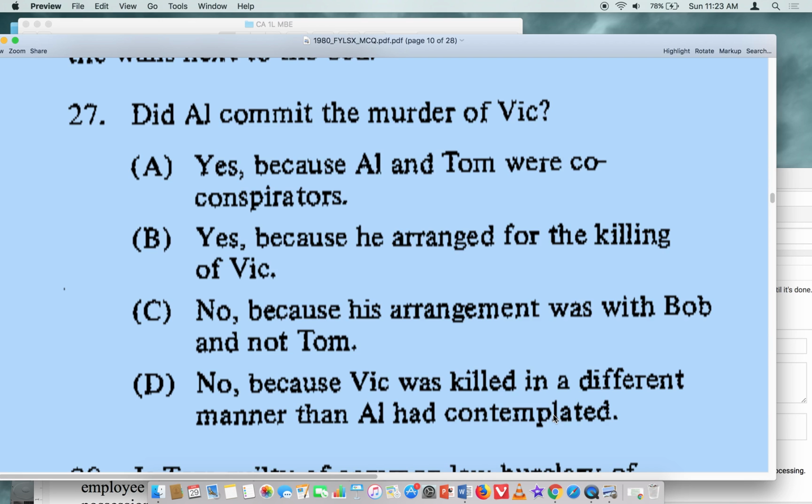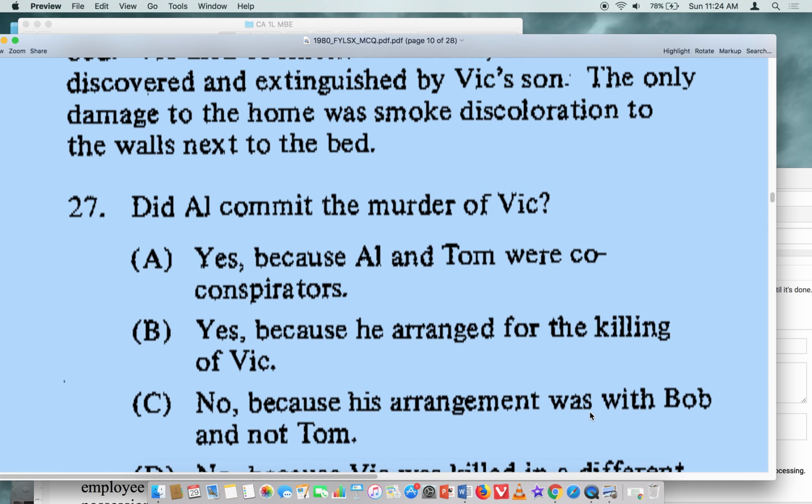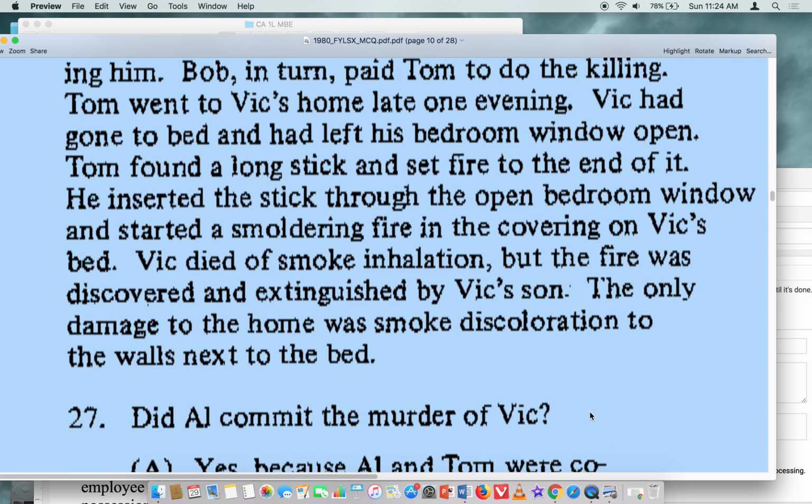A, yes, because Al and Tom were co-conspirators. B, yes, because he arranged for the killing of Vic. C, no, because his arrangement was with Bob, not Tom. D, no, because Vic was killed in a different manner than Al had contemplated. So here is the fact pattern.